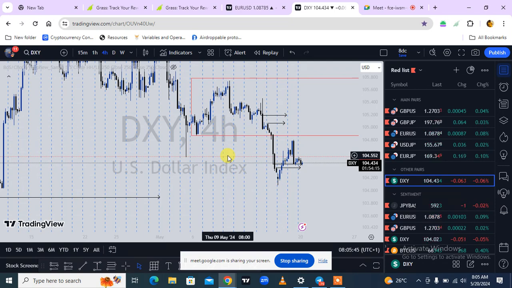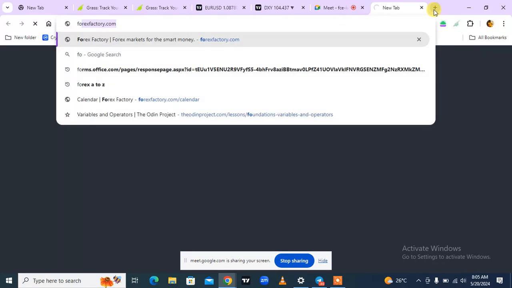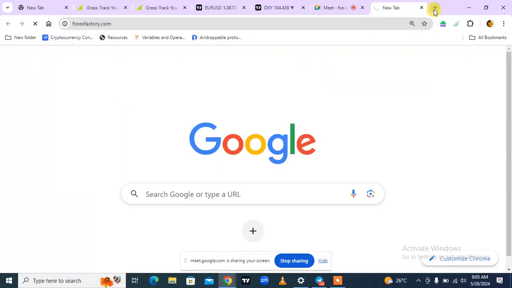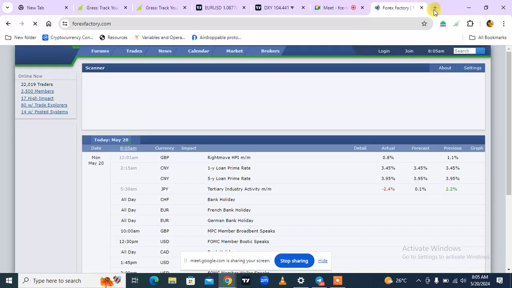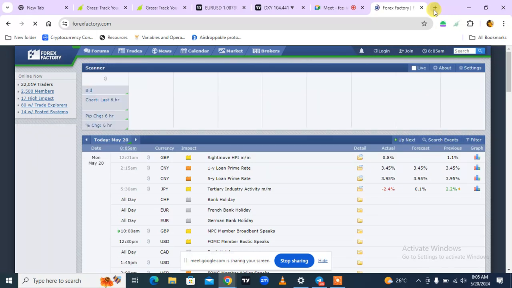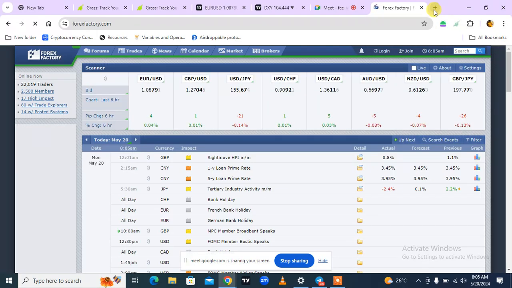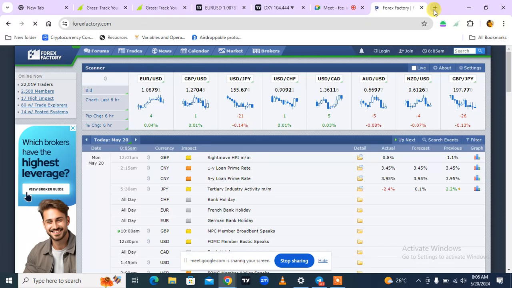So for the DXY, first is to go on to forexfactory.com. When we go to Forex Factory, I want to check the news we have, because most times news are drivers of price. So I want to see which news we have in the days of my trade, so that we know the news that will help me push price. So for today, I shouldn't be trading.